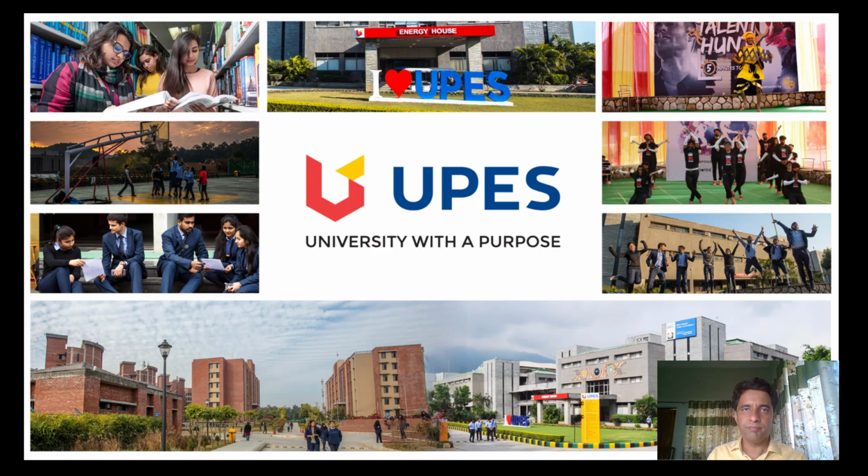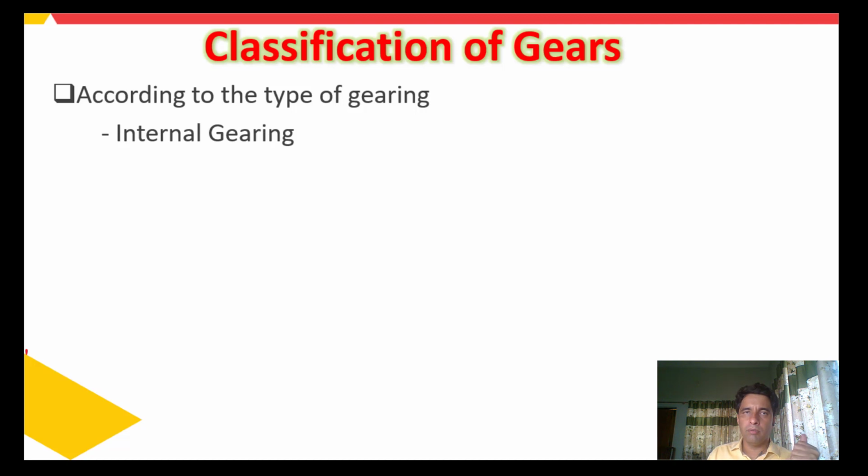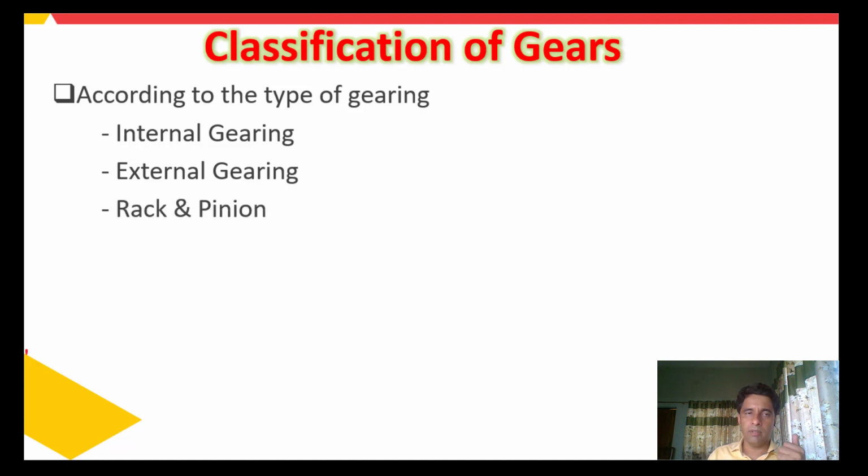So, dear student, in this session, I will talk about classification of gears. Here I will present four different ways by which gears can be classified. First is according to the type of gearing. In this, we can say internal gearing, external gearing, rack and pinion.